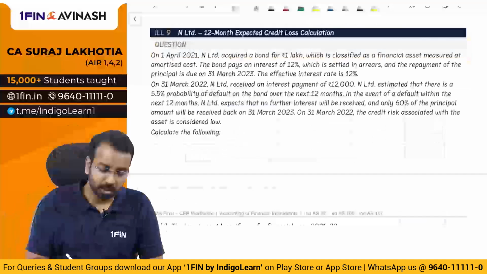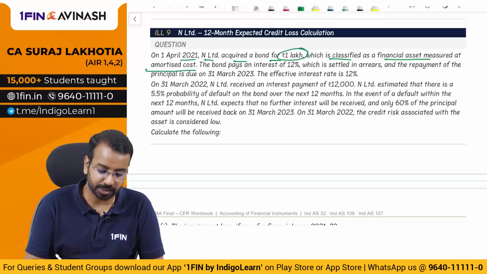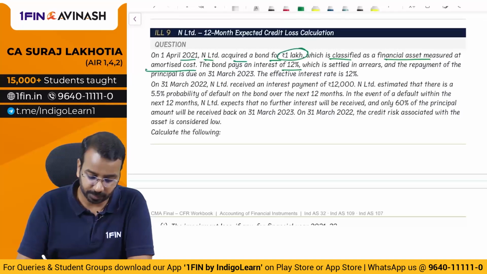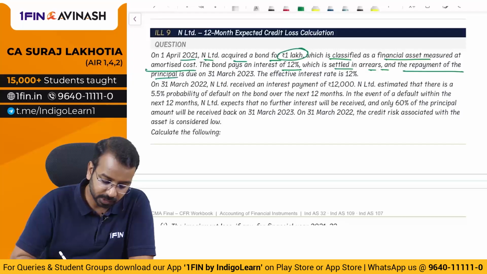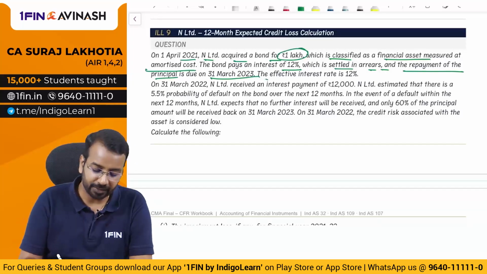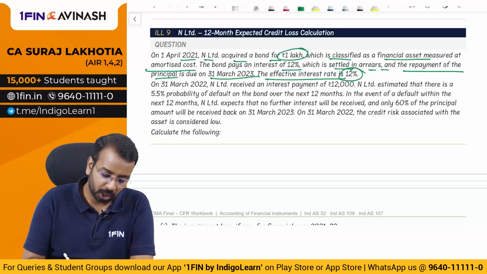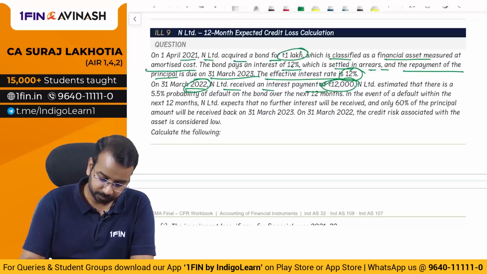Okay. On 1st April of 21, N Limited acquired a bond for 1 lakh which is classified as a financial asset measured at amortized cost. The bond pays an interest of 12% which is settled in arrears at the end of every year, and the repayment of the principal is due on 31st March of 23. 21-22, 22-23, a 2-year bond. Effective interest rate is 12%. On 31st March of 22, N Limited received an interest payment of 12,000, 1 lakh into 12%.